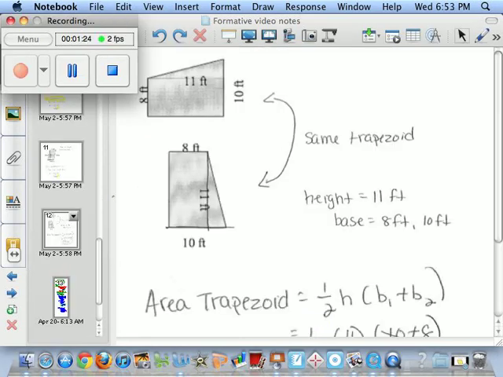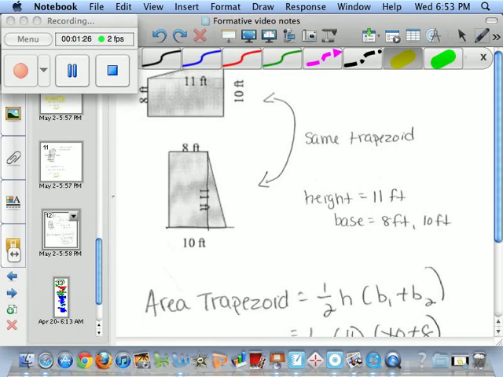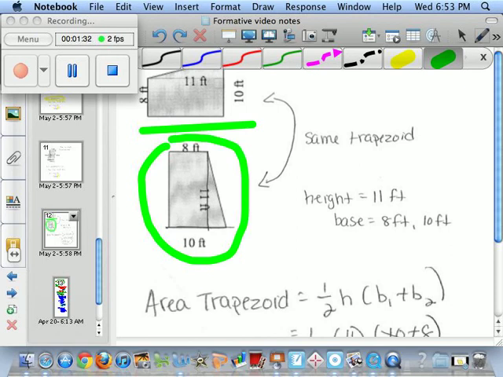Now we've got our trapezoid. So the first one is what it looked like on your assessment. If you rotate it, you've now got this trapezoid. They are the same thing, and if it's easier for you to look at that, go ahead and turn your paper. So we've got our base and we've got our heights. They are perpendicular to each other.